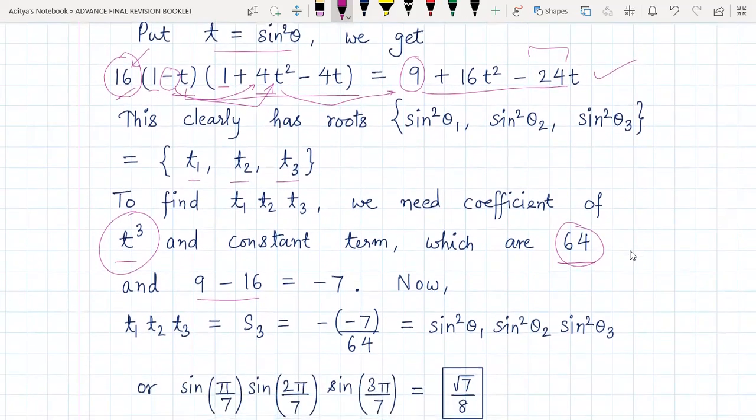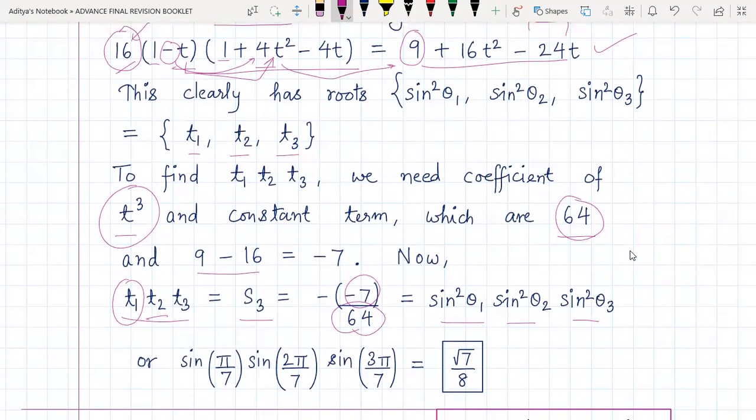Now the product t1 t2 t3 would obviously be, for the sum of roots taken 3 at a time, minus of minus 7 upon 64. These are standard formulas which are also taught to us in the polynomials chapter in class 10th. And what is the actual value of t1 t2 t3? They are sin² theta 1, sin² theta 2, sin² theta 3, which we have substituted. And of course, when we take the square root on both sides, we are going to get the value of this product as root 7 by 8. Now, one thing to note is this is obviously going to be positive. That's why we are taking only the positive square root.